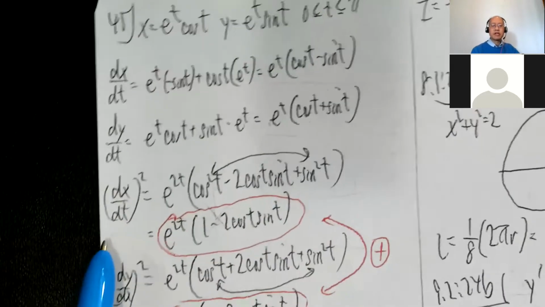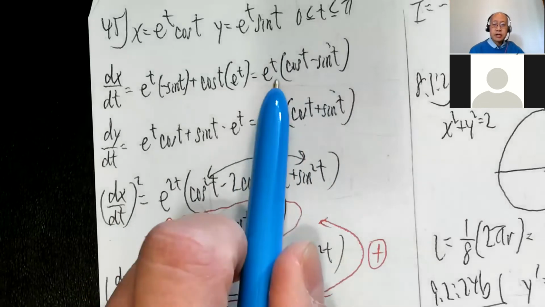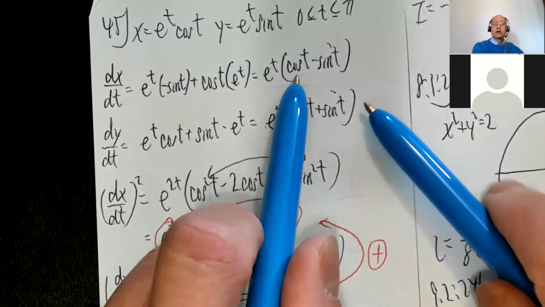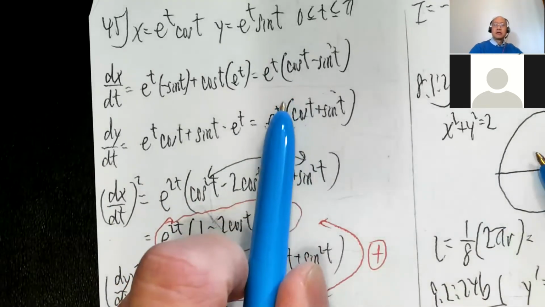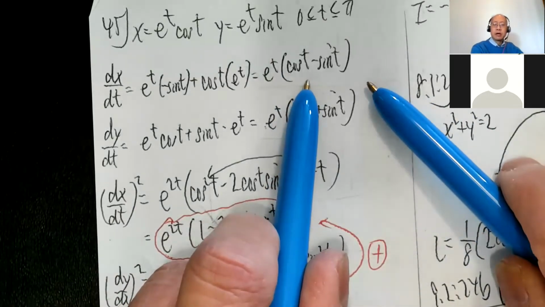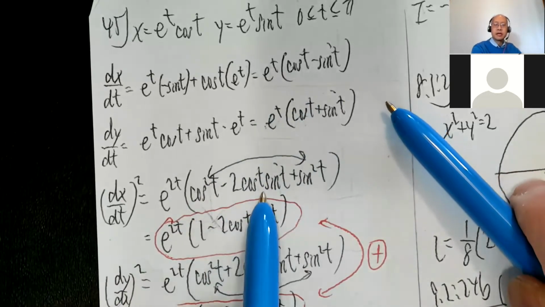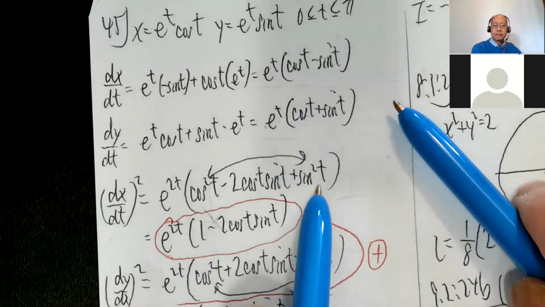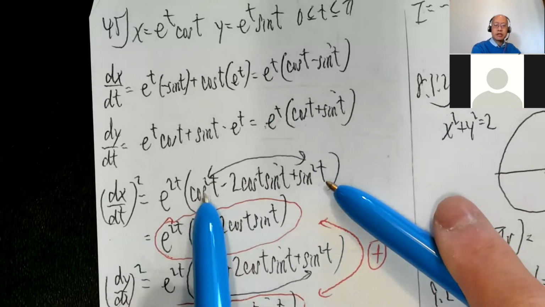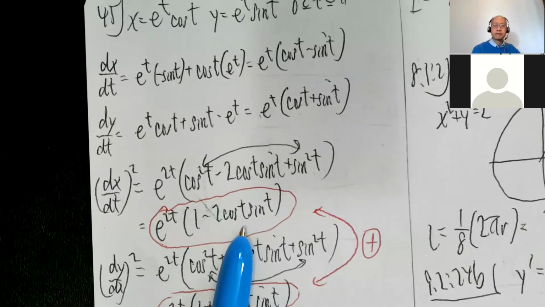All right, now I'm supposed to square each of these guys. So what is dx dt squared? If I square this, the square of e to the t is e to the 2t. And this cosine t minus sine t, right? So that's my a squared minus 2ab plus b squared from algebra. Right, so it's cosine squared t minus 2 cosine t sine t plus sine squared of t. Okay, and I notice that these two give me 1, cosine squared t plus sine squared t. So I'm going to write it as e to the 2t, parentheses, 1 minus 2 cosine t sine t.